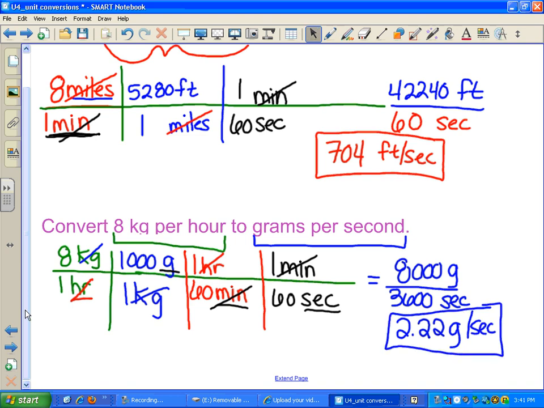Okay, so there we go. We're going to go ahead and look at a couple other examples, so let's move on.